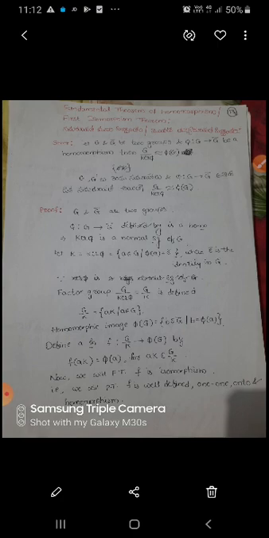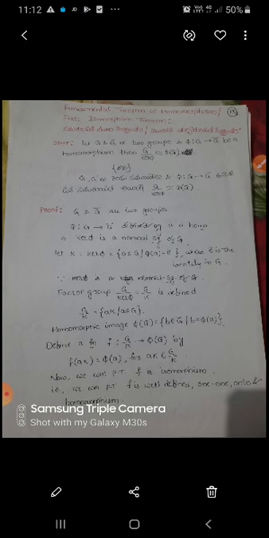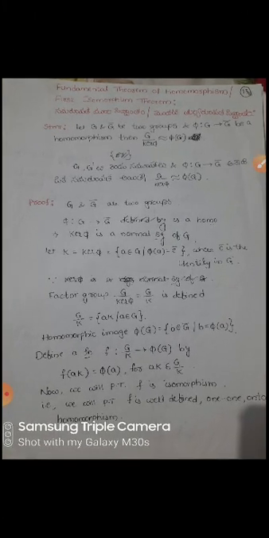So proof. What is given, write down. G and Ḡ are two groups. φ: G → Ḡ is a homomorphism. That implies ker φ is a normal subgroup of G. Let K = ker φ, that equals the set of a belongs to G such that φ(a) = ē, where ē is the identity in Ḡ.